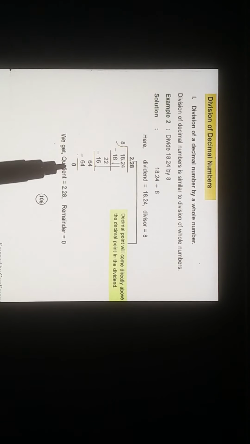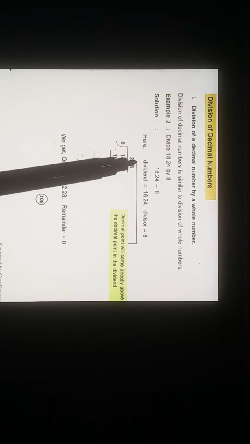Here, if 18.24 is divided by 8, we divide it first as simple division, then we put the decimal just above it and we divide it as simple division. So, the decimal point will come directly above the decimal point in the dividend. Here the dividend decimal is here and we put the decimal in the quotient here.